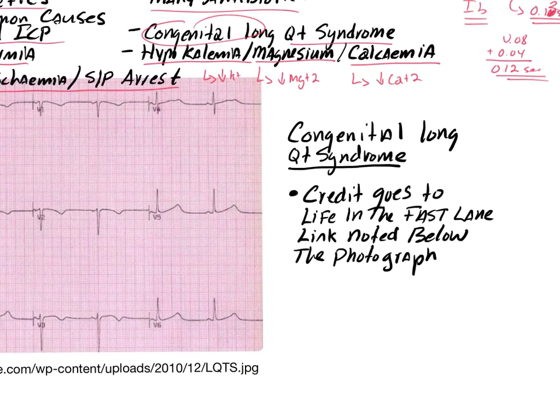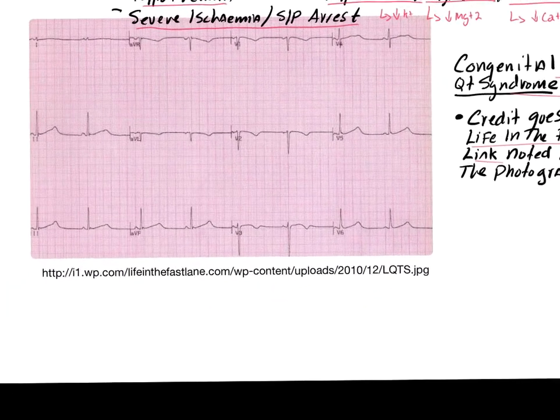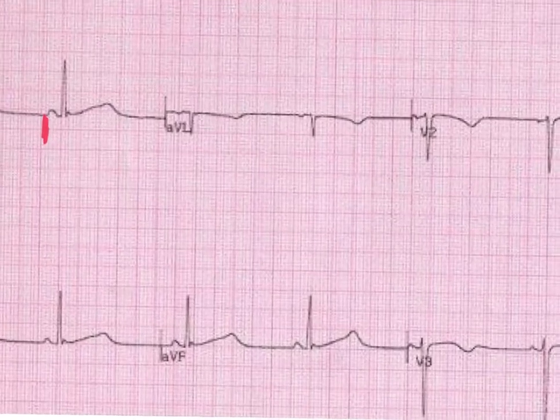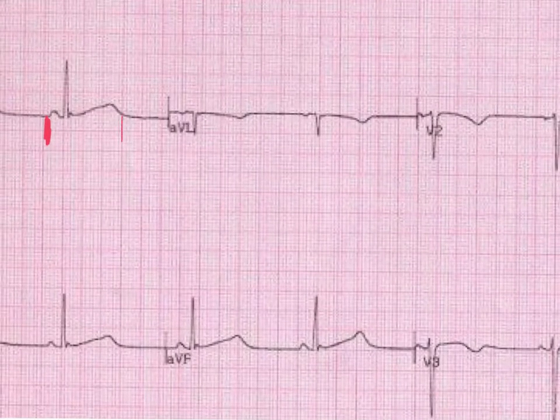So here I have an example of congenital long QT syndrome. And I shamelessly stole this from Life in the Fast Lane, but they have a Creative Commons license, so as long as I give them their due credit, right here's the link. You can find this picture. I've given them their credit. And so you can definitely see right here, and maybe I'll zoom this in a little bit. It's still going to be a little hard to see, all the way out to here. How many boxes? Three, almost four, not quite four, but three.